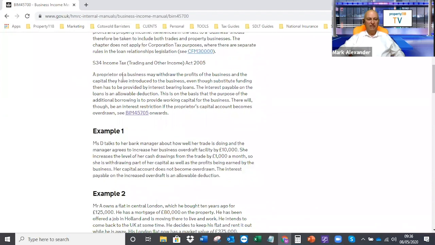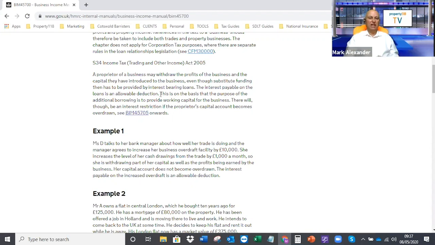A proprietor of a business may withdraw the profits of the business and the capital they have introduced to the business, even though substitute funding then has to be provided by interest-bearing loans. So in other words, if you've got equity in your properties, or the property has retained profits, but there's no cash, you can actually go and borrow the money to withdraw your capital from the business. It goes on to say, the interest payable on the loan is an allowable deduction.